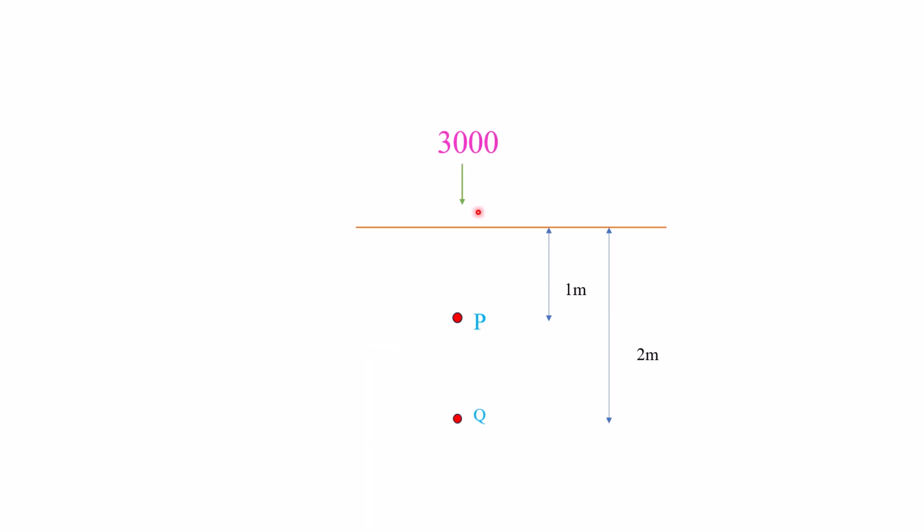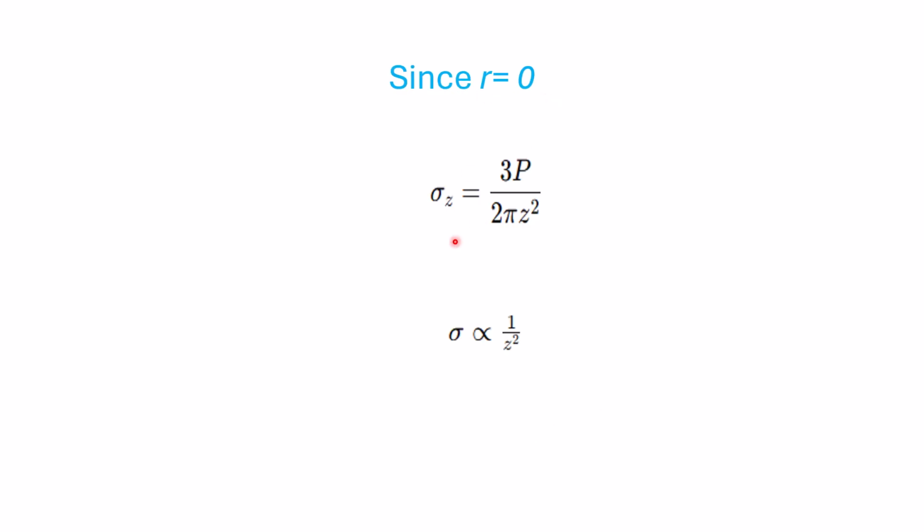Let's visualize it. Notice carefully, both the points lie directly below the load. That means r equals 0. Many students miss this observation. Since r equals 0, sigma z equals 3P by 2 pi z square. So stress is inversely proportional to z square.